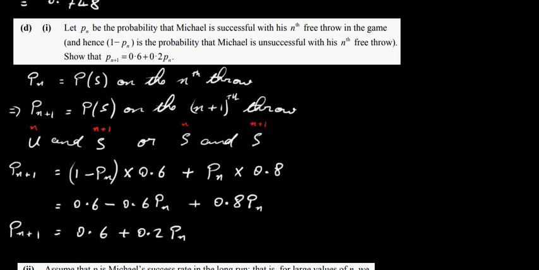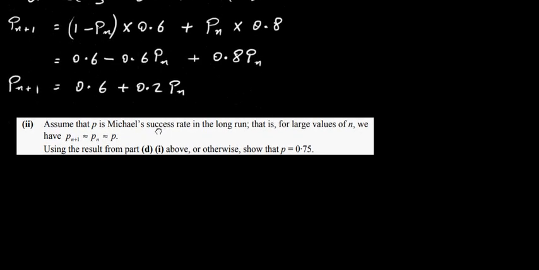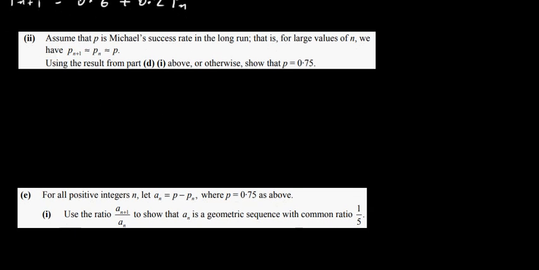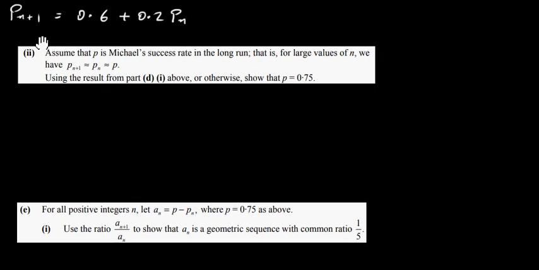Okay, let's move on to the next one then. This is quite a long question, so let's see. We have part 2 here. Now, assume that P is Michael's success rate in the long run. That is, for large values of n, we have Pn plus 1 is roughly equal to Pn, which is P. Now, using the result from D1, that's just what we've just done up here, or otherwise, it's probably best to use this result here. Show that P is equal to 0.75.